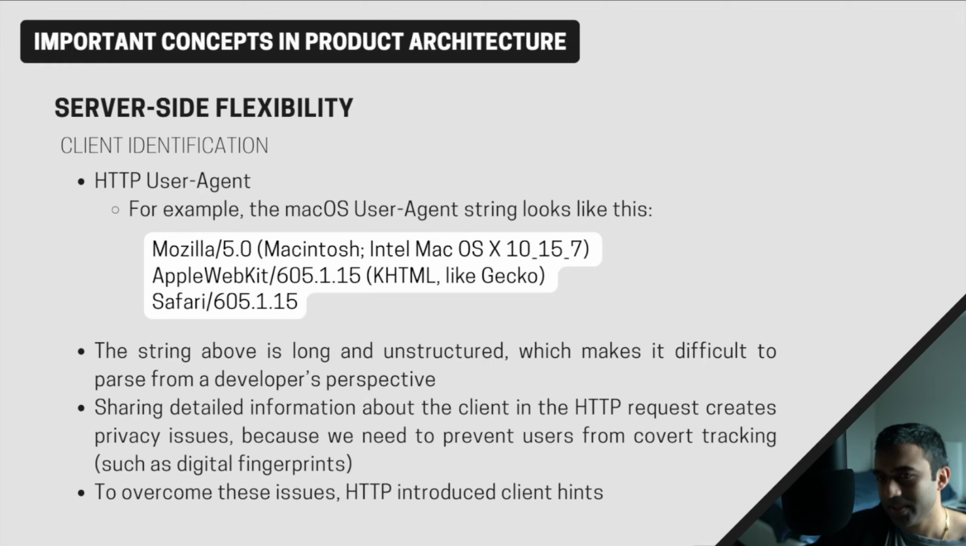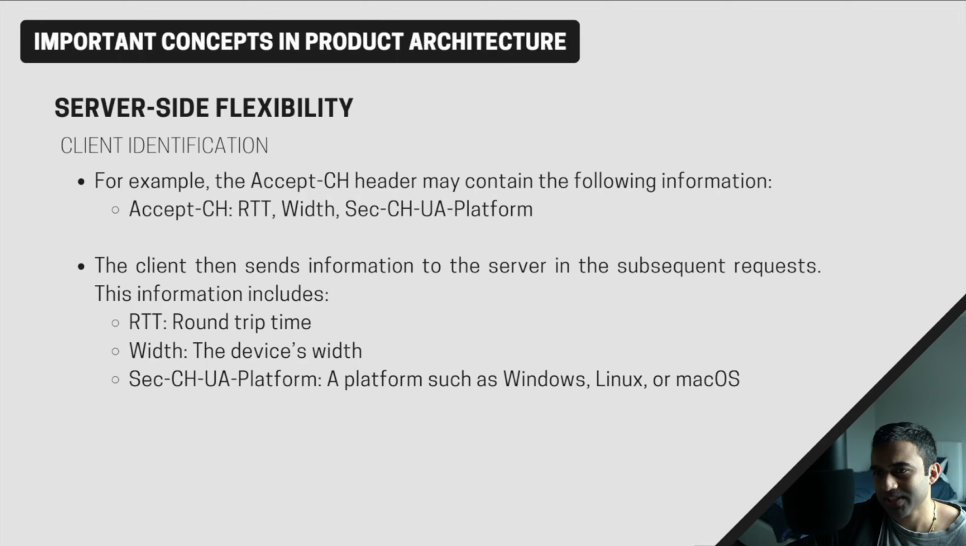For example, the macOS user agent string looks like this, as you can see in the picture below. The string above is long and unstructured, which makes it difficult to parse from a developer's perspective. Sharing detailed information about a client in the HTTP request creates privacy issues because we need to prevent users from covert tracking, such as digital fingerprints. To overcome these issues, HTTP introduced client hints. For example, the Accept-CH header may contain the following information as seen below.